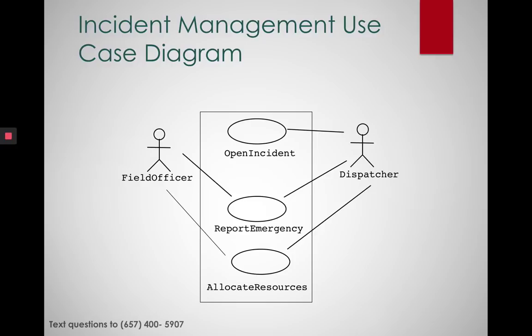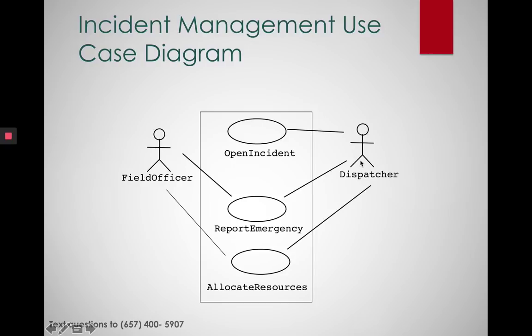Here's one more example of a use case diagram. This is an incident management one. Imagine 911: this would be the system that a 911 dispatcher and their field officers would be using. We have two actors, a field officer, imagine a police officer out in the field driving around, and a dispatcher, who is another human. So these are both human actors in this case.